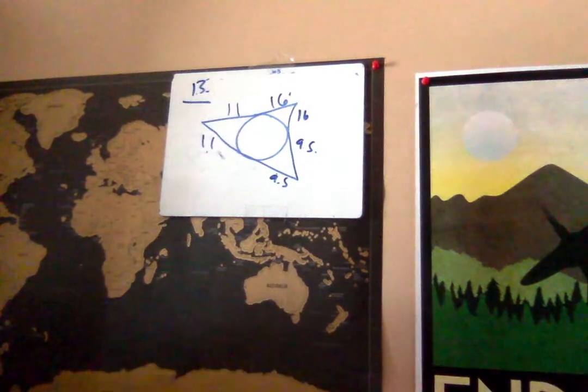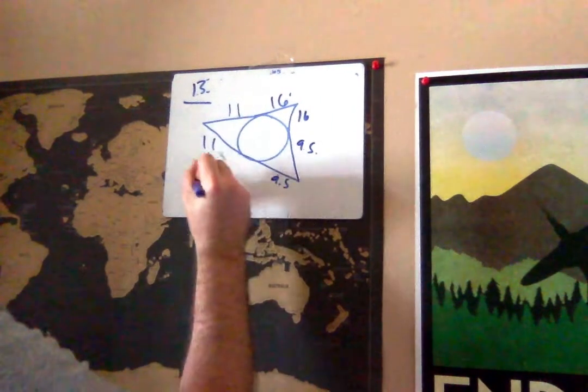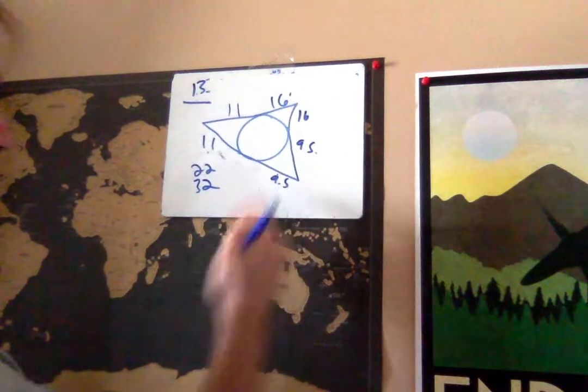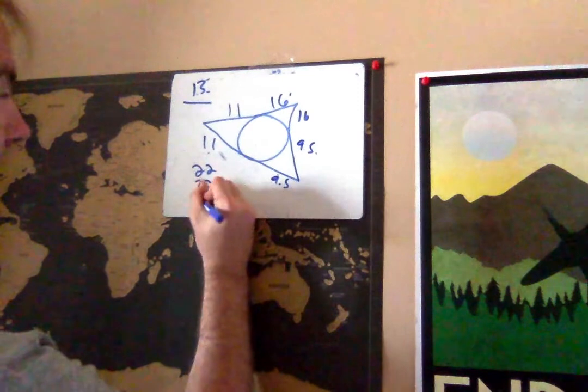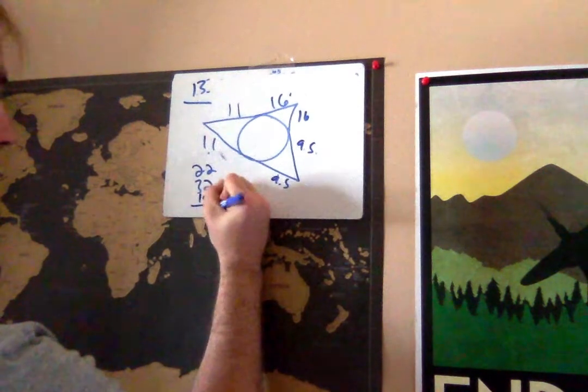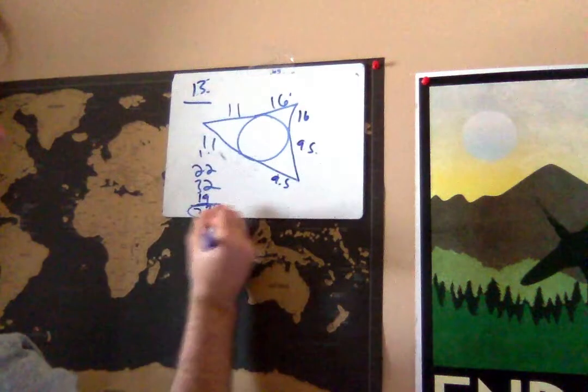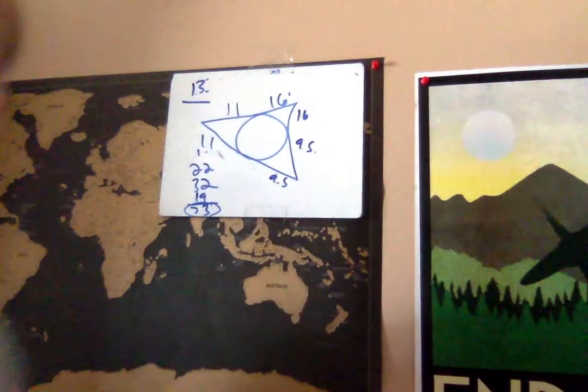So let's take a look. 11, that's 22. 16 is 16, that's 32. 9.5, 9.5, that would be 19. So let's do a little bit of addition here. 22 plus 32 is 54, plus 19, and so I would get that they add up to 73.